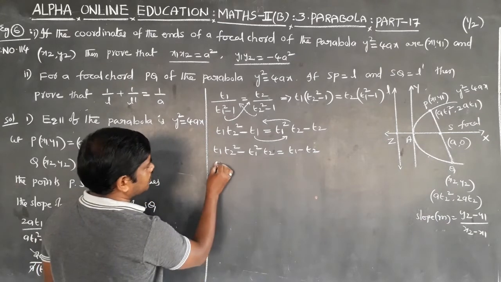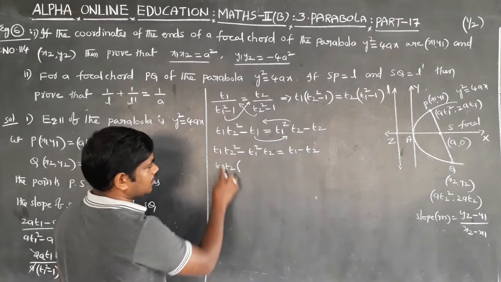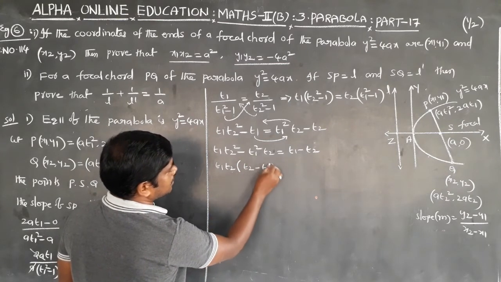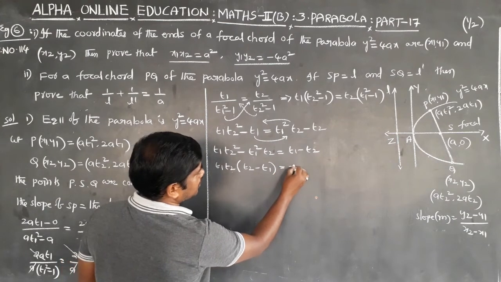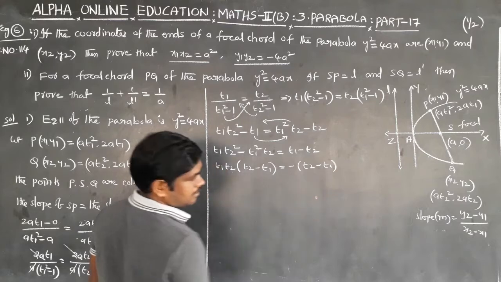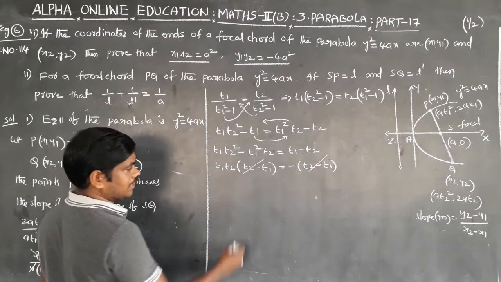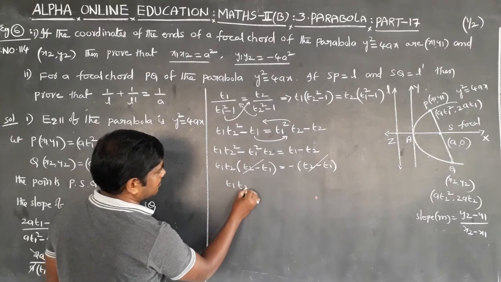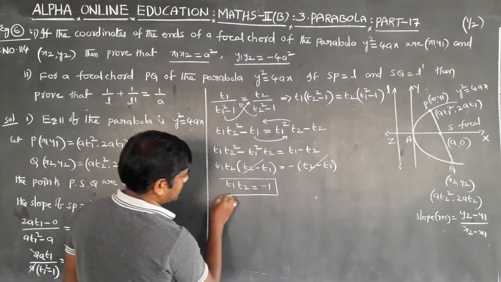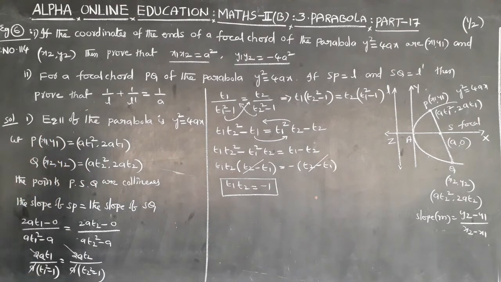Here t1 t2 is common in the two terms. t1 t2 common, t2 minus t1 is equal to, here minus common, t2 minus t1. On both sides t2 minus t1 gets cancelled. So t1 t2 is equal to minus 1.